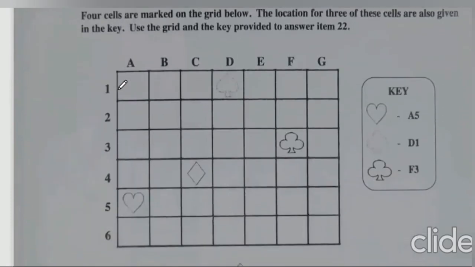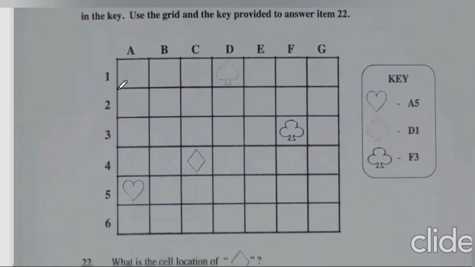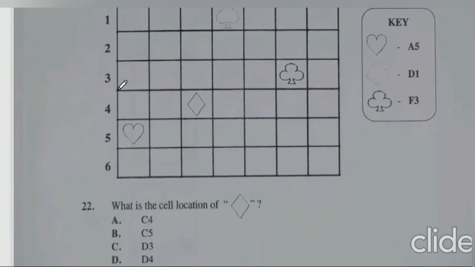4 cells are marked on the grid below. The location for 3 of these cells are also given in the key. Use the grid and the key provided to answer item 22. So this is the grid. Let's see if we can get both on the page. Good. All right, so it says, what is the cell location of the diamond? But let's first look at the key. So on the key, the heart is A5. The letter comes before the number. So heart is at A5. The spade is at D1. And the clubs is at F3. So let's look for the diamond. The diamond would be at C4. So C4 will be our correct response.